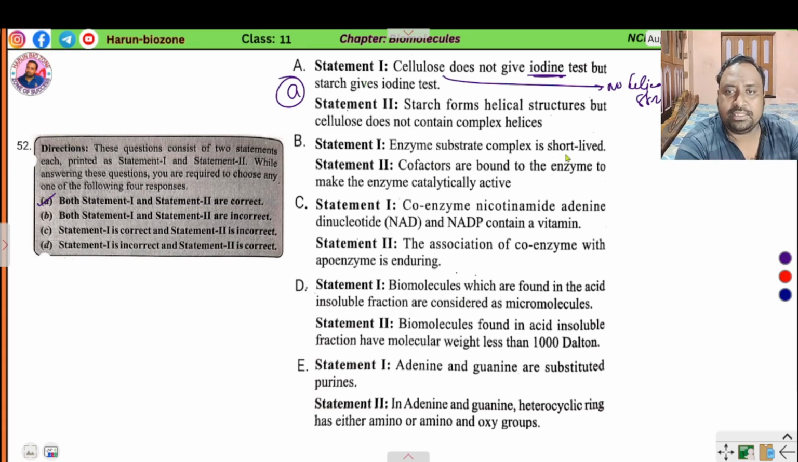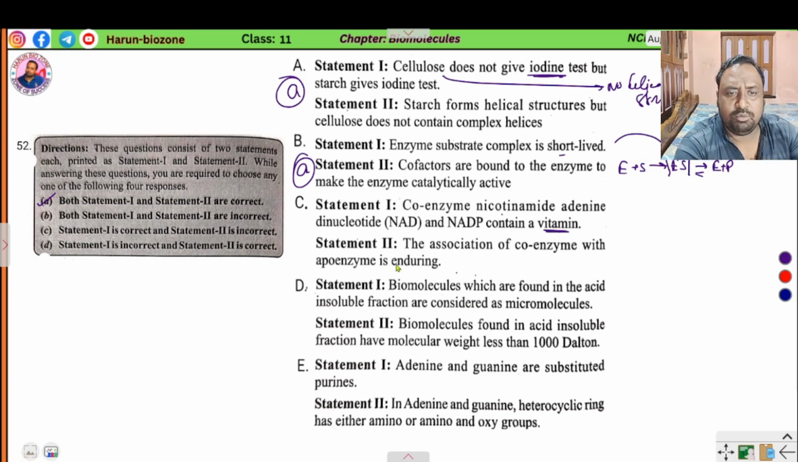Enzyme substrate complex is short lived, means very short lived, and product is formed, enzyme plus product. Cofactors are bound to the enzyme to make the enzyme catalytically active. Both options are correct but do not explain. Both are correct. C, coenzyme nicotinamide adenine dinucleotide contains a vitamin. No vitamin, this is not right.